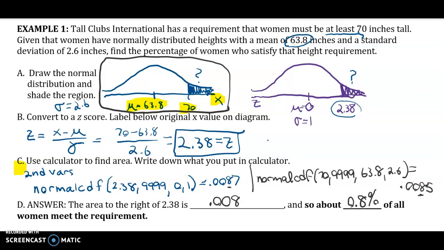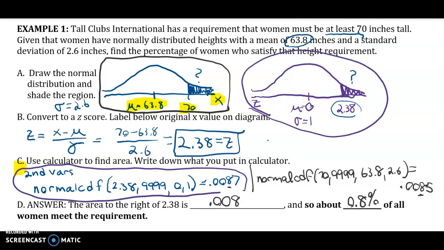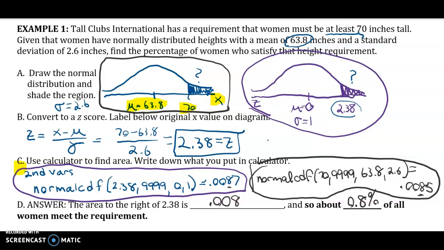And now we did this problem using z-scores, and all of the work circled in purple represents z-scores. And we did this problem without using z-scores. All of the work circled in black is without using z-scores. You can use either method if one is not specified. It's certainly quicker to forego the z-scores, but that is up to you. The required work, you will have to show me what you put in your calculator for full credit. So I will expect to see normalcdf and the numbers that you typed in.